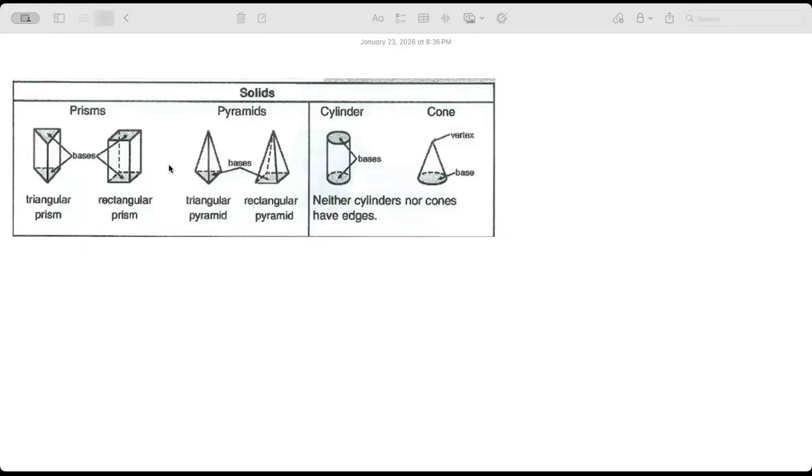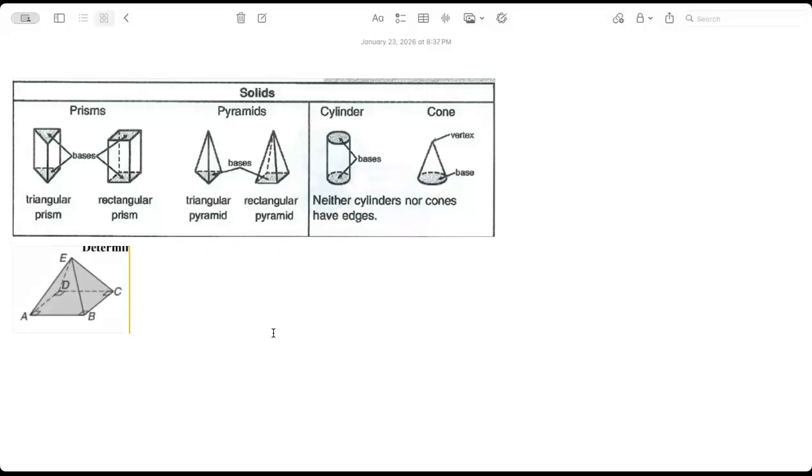Now, how about this one? This one is easy. I want you to tell me the number of edges, faces, and vertices. For this figure, can you tell me the number of edges, faces, and vertices?